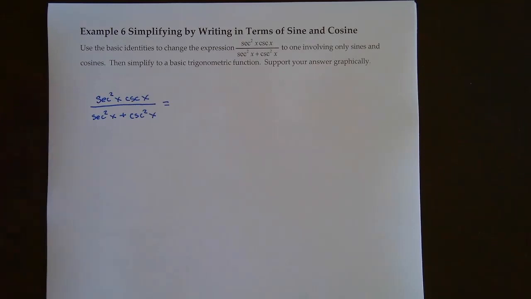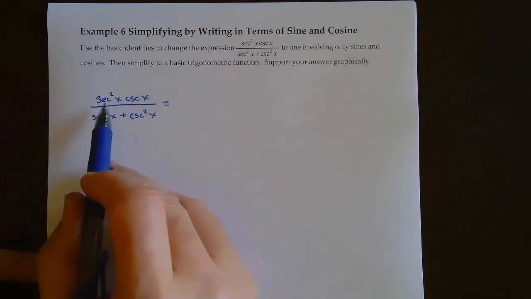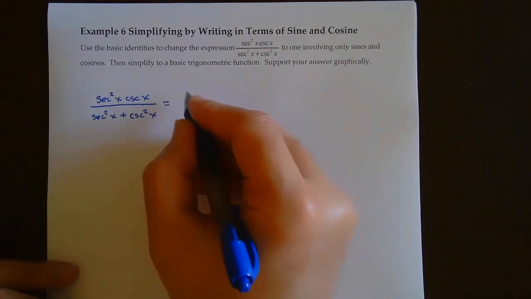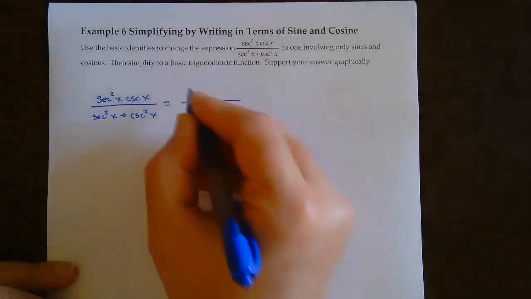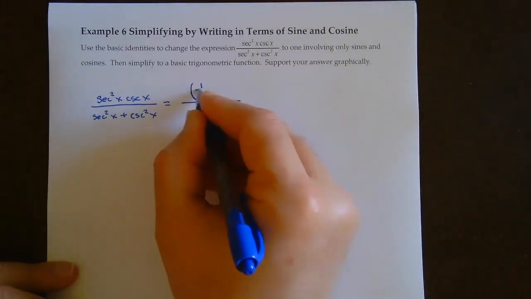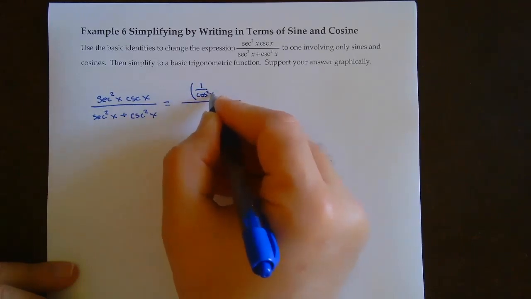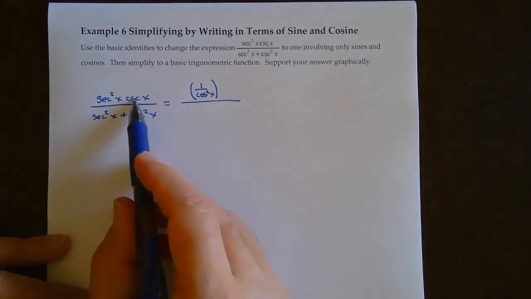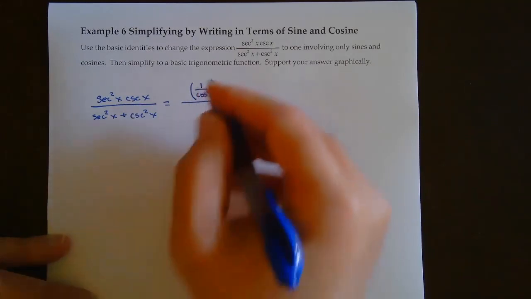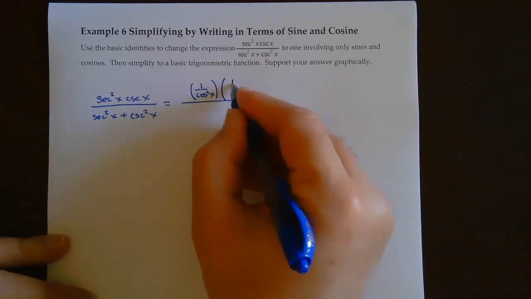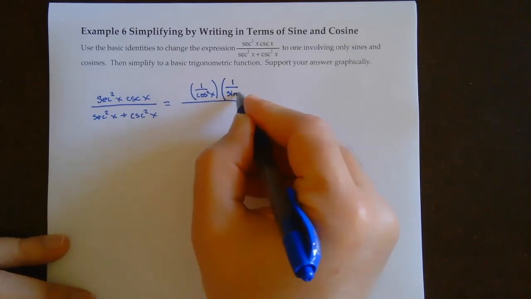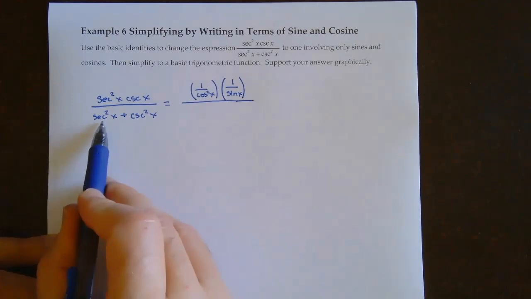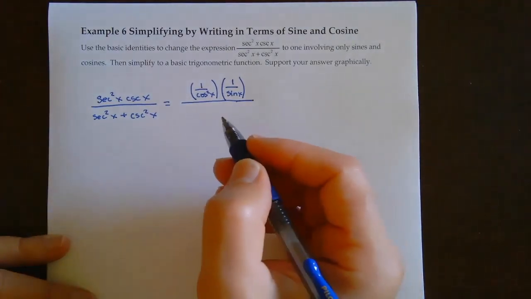Okay, so I want you to switch everything to sines and cosines. Okay, so this secant squared x can be rewritten as 1 over cosine squared x. So I'm going to make a big fraction bar, okay, and this first one's going to be 1 over cosine squared x. Because secant x and 1 over cosine x are the same, okay? And then cosecant x, that's 1 over sine x. Extend my fraction bar a little bit. Okay, secant squared x here is 1 over cosine squared x.